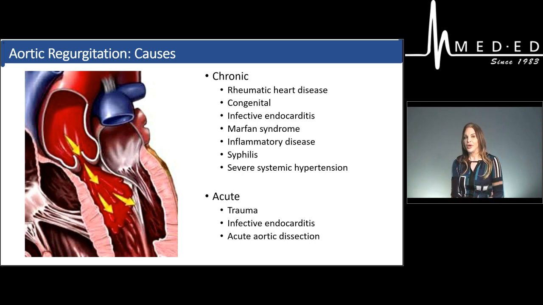And then there's aortic regurgitation. Again, there are two different major reasons that patients can develop aortic regurgitation. There are chronic conditions that can be congenital, or they can be acquired, where patients have endocarditis or different conditions like that. And then it can be acute from trauma or acute aortic dissection, so different reasons for aortic regurgitation.